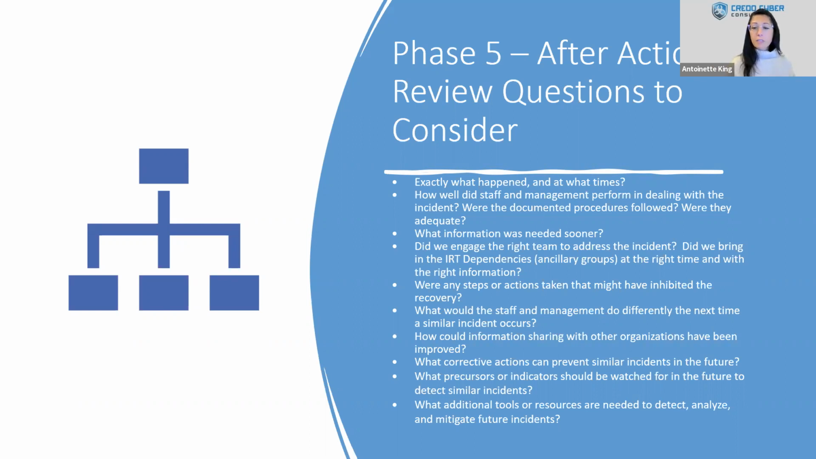What corrective actions could prevent similar incidents in the future? What precursors or indicators should have been watched for in the future to detect similar incidents? Are there controls that we could put in place, things that we could have done to prevent some of this? And what are some additional tools or resources that we need in the future to detect, analyze, and mitigate future incidents? So as we think about the greater landscape of our network systems.